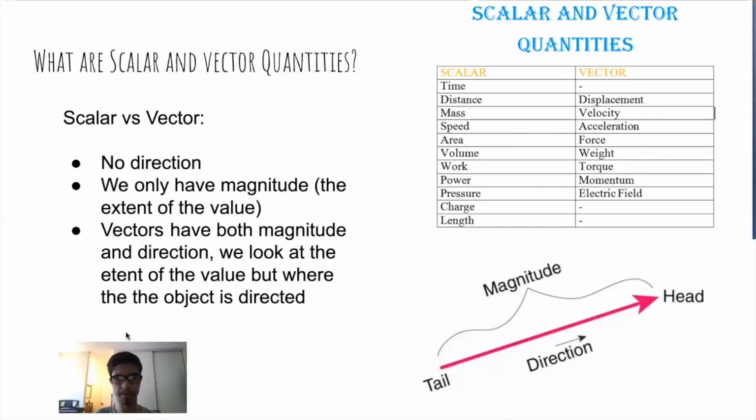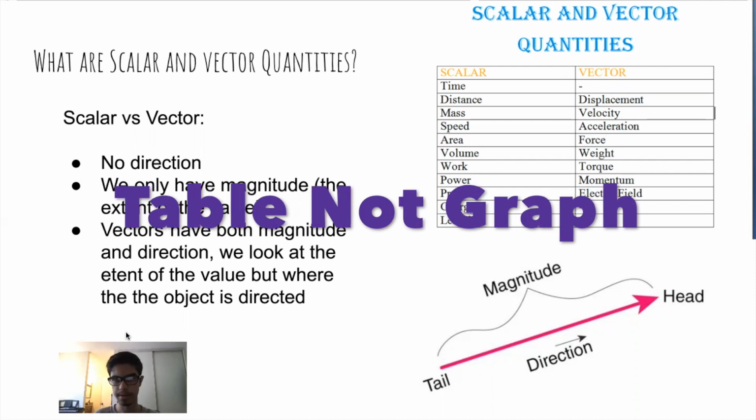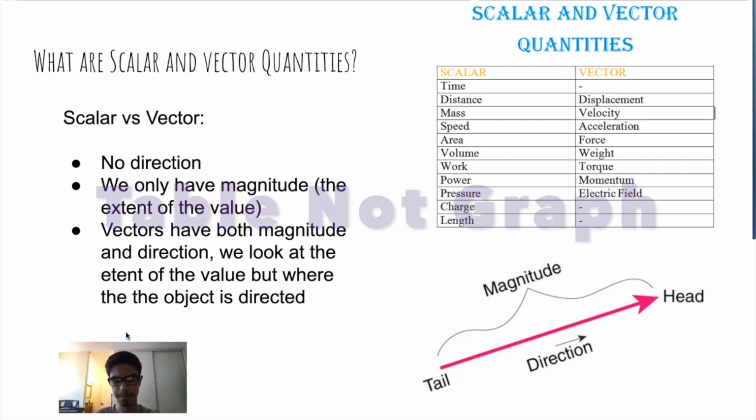All right, so the very first thing I wanted to cover are scalar and vector quantities. What does it mean by a scalar quantity or a vector quantity? A scalar quantity can be any value, such as time, distance, as you can see on the graph that I have, time, distance, mass, speed, area, volume, and so on. What a scalar quantity means is that it has no direction, but it does have magnitude.